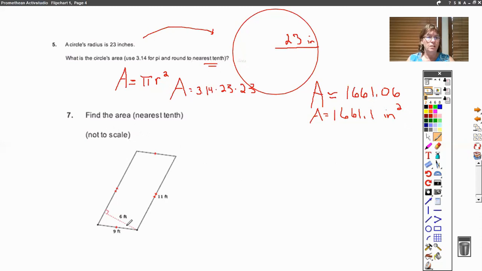Find the area to the nearest tenth. So in order to understand what this is, you have to know what it is, okay? So I see that I have these two lines right here that are parallel, and their measure is 11 feet. And I have these two right here, they're also parallel, and their measure is 9 feet. And then we have this measure right here from this base to this base, and that's 6 feet. So this is a parallelogram because a parallelogram has two sets of parallel lines, okay? So there's the first set, there's the second set, so I know it's a parallelogram.